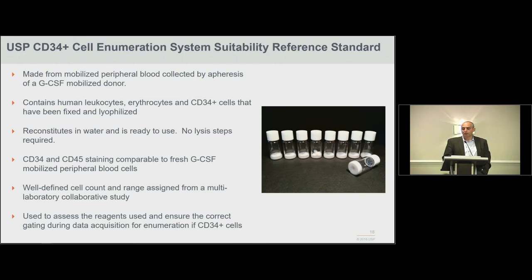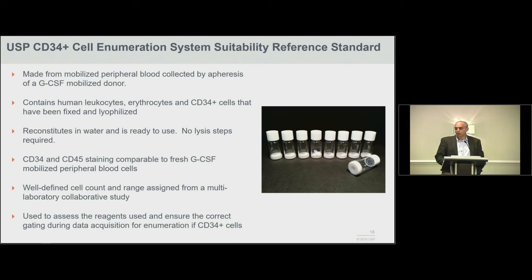The reference standard that we developed to go hand in hand with the procedure that is in the USP document 127 is derived from peripheral blood collected by apheresis from a GCSF mobilized donor, and it contains human leukocyte, erythrocyte, and CD34 positive cells that have been fixed and lyophilized. So it's a freeze-dried preparation of the cells. And the way it is used, I think it's just reconstituted in water and ready to use. No lysis step is required.